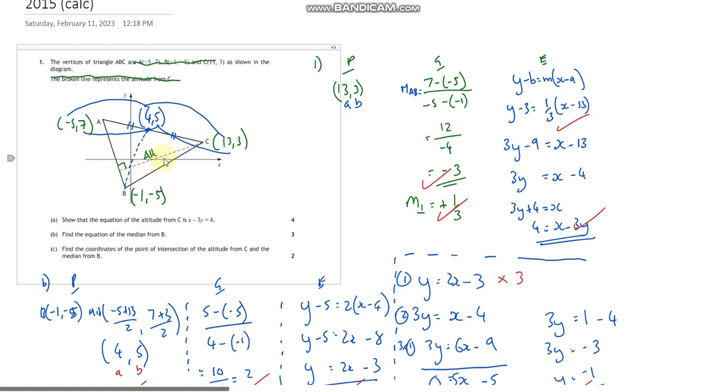Your altitude's at 90 degrees, so it's the perpendicular gradient. Your median cuts a line in half, so making sure you're using the correct midpoint, and just taking your time with your negatives. It'd be so easy to make a small mistake, but you would get carry-on marks, okay? But just take your time, and you shouldn't need to worry about that. So, nice little question to get us going.